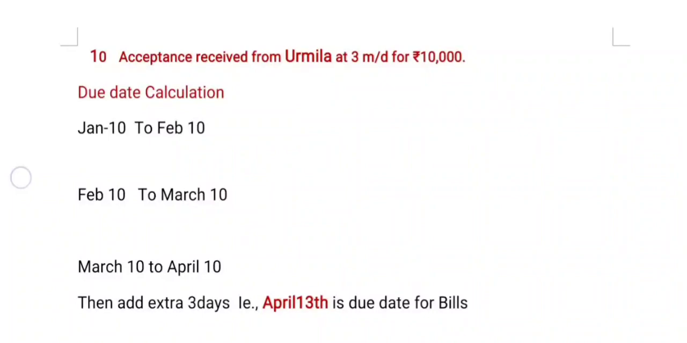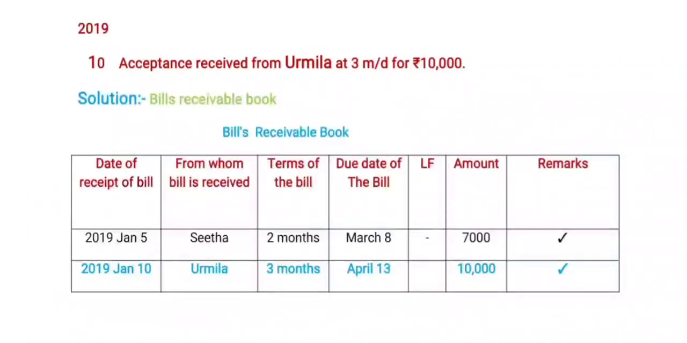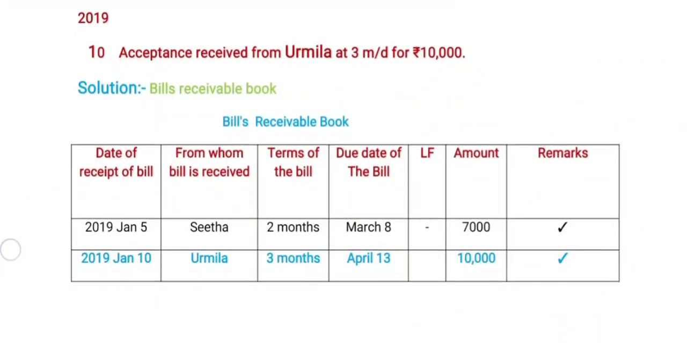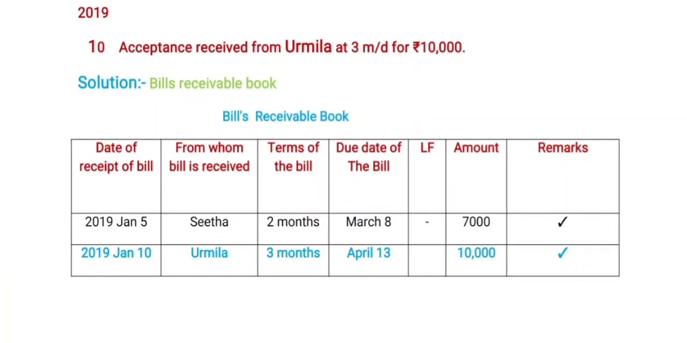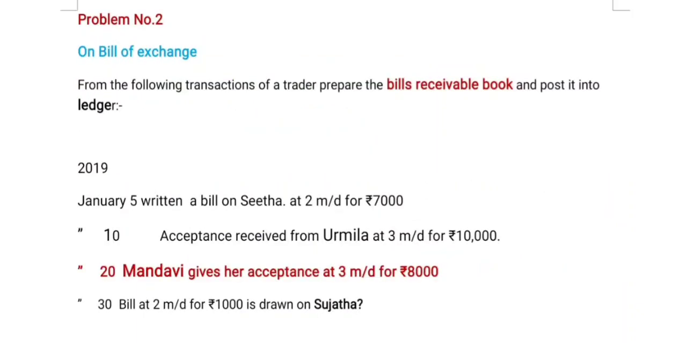Now coming to post these details in the bills receivable book. Now coming to the date of the bill, here clearly defined, it is 2019 Jan 10. Then we have already discussed Urmila is the debtor. Now coming to months, 3 months is given in the problem. Due date of the bill, we have already calculated in the above example. Now the amount is given, 10,000. Then remarks, there are no remarks in this problem. We are accepted. Now coming to Jan 20, Mandavi gives her acceptance at 3 months for 8,000 rupees.